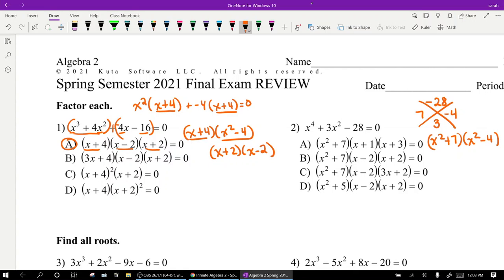Be really careful when you have a 4 and a 2 here that it's actually x squared. The x squared plus 7 is as far as I can go, and A, B, and C all have x squared plus 7, but D is x squared plus 5, so I'm going to eliminate that. And then x squared minus 4 is the difference of two perfect squares again, x plus 2 and x minus 2. Well, this one is not it, and that one definitely isn't it, so our answer has to be B.